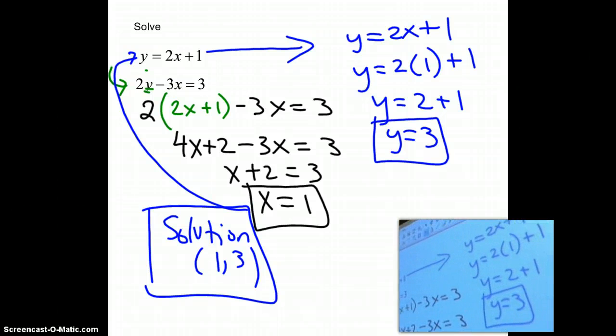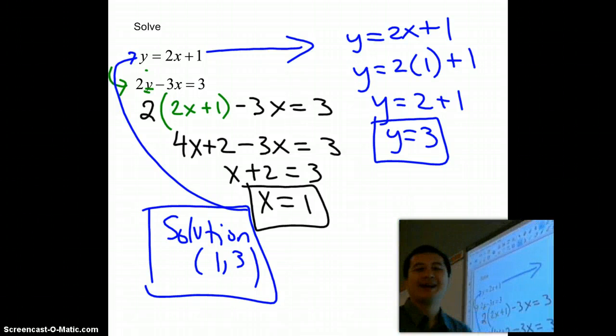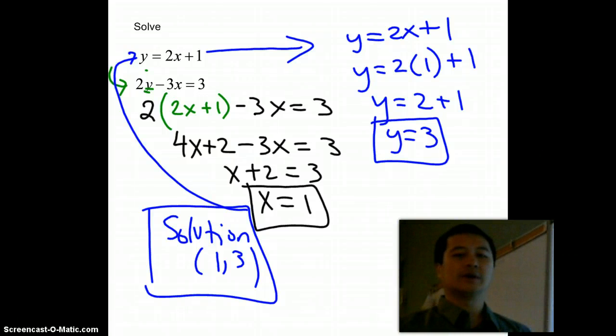This is just the idea behind that. And then later on, the camera's not following me. All right. This is the idea behind that, and later on we're actually going to do more complicated problems.